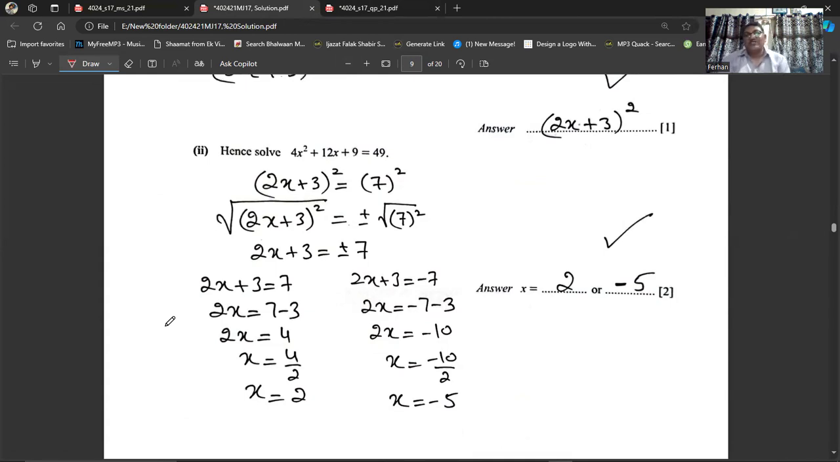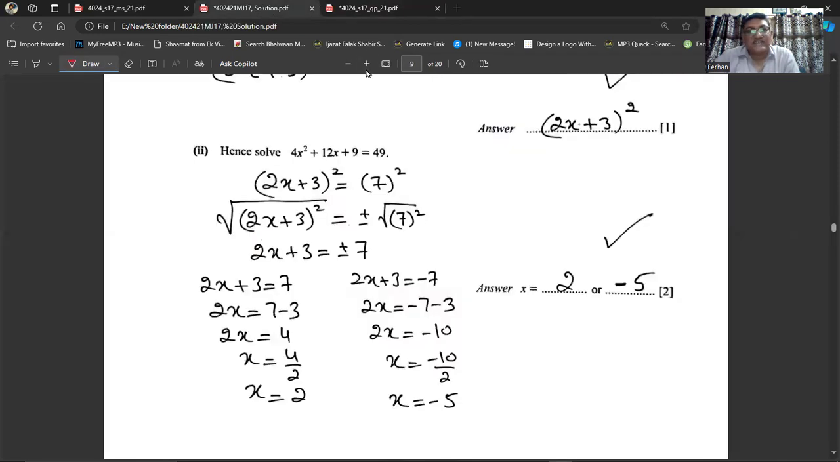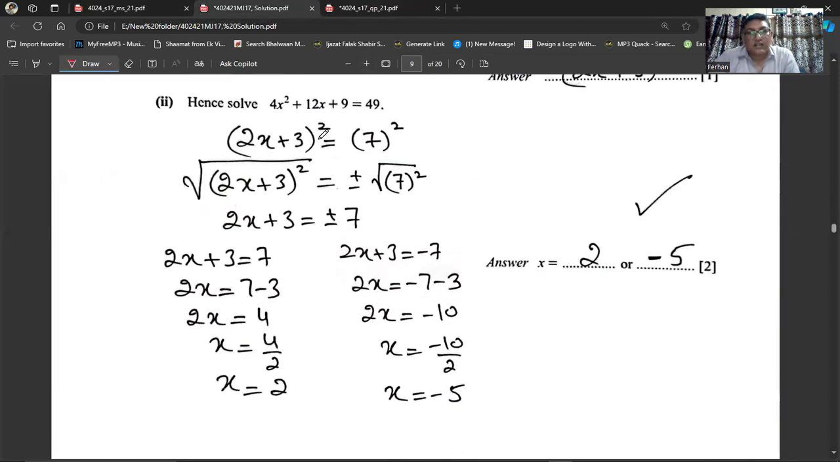So now you have two options. 2x plus 3 equals to plus 7. 2x plus 3 equals to minus 7. So do the calculation with both the options, and you will get two values of the x. One is x equals to 2, and the other one is x equals to minus 5. So this is how this is done. Hopefully you understand.